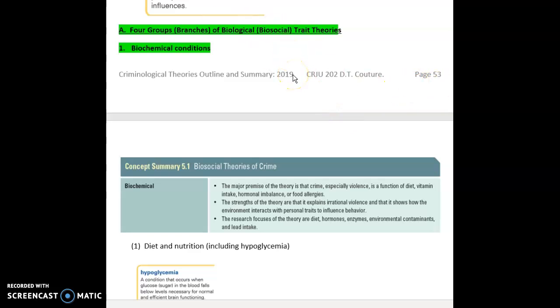And so the structure of all of the chapters that are covered in this criminological theories outline and summary is it starts with the visual overview, then there's an outline of the chapter, then a definition of the category, and then a discussion of the groups or the branches within that category. So within the biological or biosocial trait theory category, we have biochemical conditions, which are described here. And within the biochemical condition group or branch, we have some subgroups or specific theories.